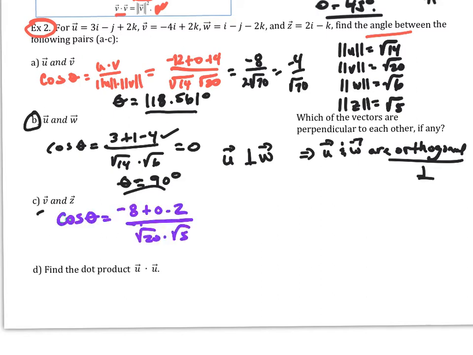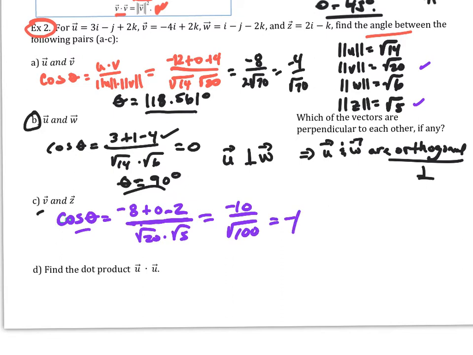And so in this case, cosine of theta is equal to negative 8 plus 0 minus 2 all over the square root of 20 times the square root of 5. Notice that I did these over here to simplify things for me a little bit. And then we end up with negative 10. This is a minus, by the way. Negative 10 all over the square root of 100. Well, that just turns out to be negative 1.